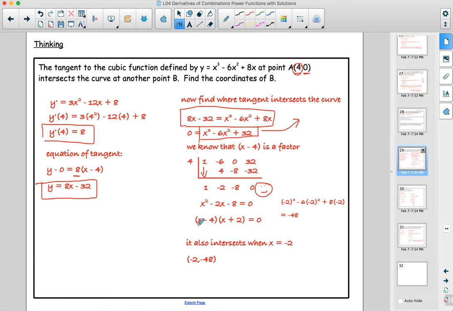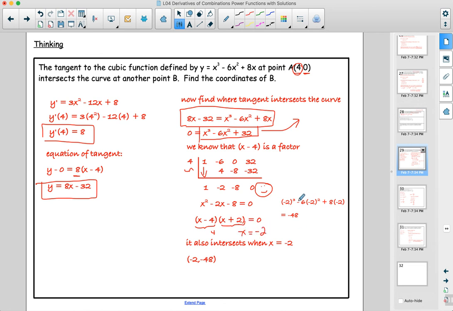So this factors into x minus 4 times x plus 2. We'll just verify. There's x squared plus 2x minus 4x. There's minus 2x, negative 4 times 2, negative 8. So it does work. So now we can see there's a point of intersection at 4. Well, we already knew that from there. And then here's the other point of intersection. It intersects when x is negative 2.